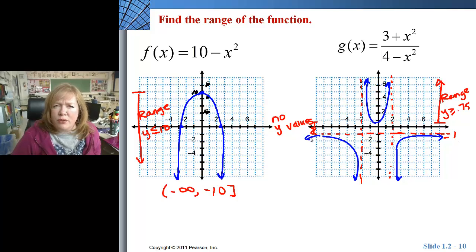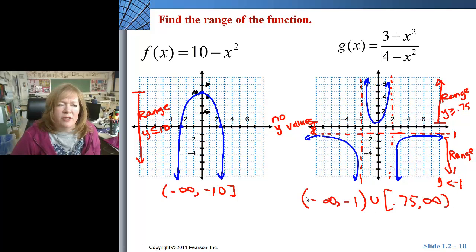And you have to just look real careful on your graph to see how that lines up. So my range is going to be y is less than negative 1. So I've got y greater than or equal to 0.75 or y less than negative 1. And that would be my range. I would write it like this in interval notation: from negative infinity up to negative 1, union 0.75 to positive infinity. It includes the 0.75 because if x is 0, that gives you 3/4 there.